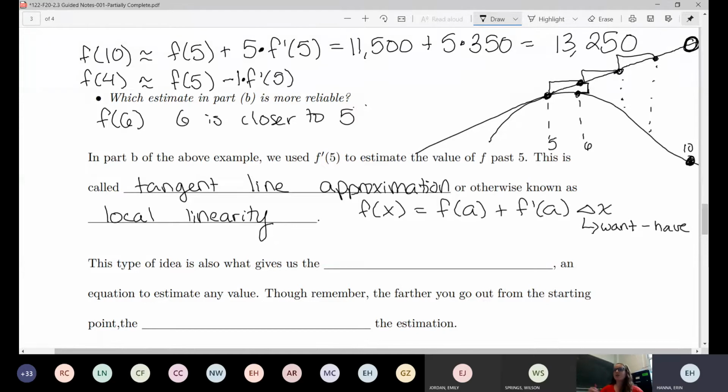What am I saying? Want minus have. So we need to be careful with the change in x because it needs to be the correct sign. If we're going backwards, we need it to be negative, and if we're going forwards, we need it to be positive. So it's not just the larger value minus the smaller value. It's what you want minus what you have. So if we have 5 and we wanted to find 4, we would have to take 4 minus 5 to essentially get that -1 that I was using up here. So you do want to be careful with that. But anyway, that's the generic format for that.